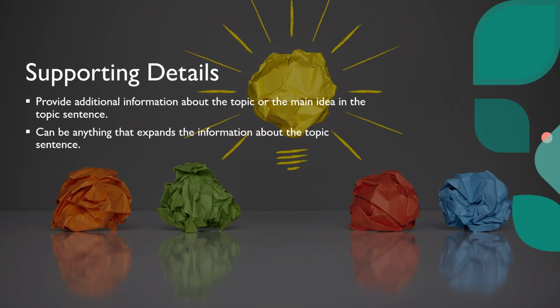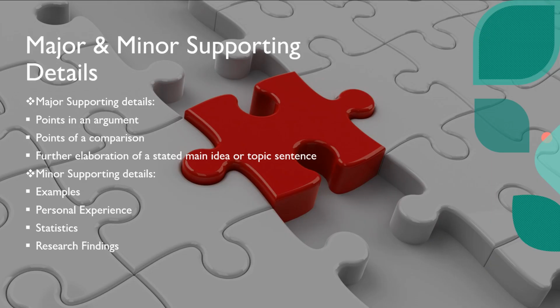Now that you have learned how to write the specific thesis statement and the topic sentences in your essay, first let's see what the supporting details are. The supporting details provide additional information about the topic or the main idea in the topic sentence. And it can be anything that expands the information about the topic sentence. Other than that, there are 2 types of supporting details that you need to know. One is major supporting details, and the other is minor supporting details.